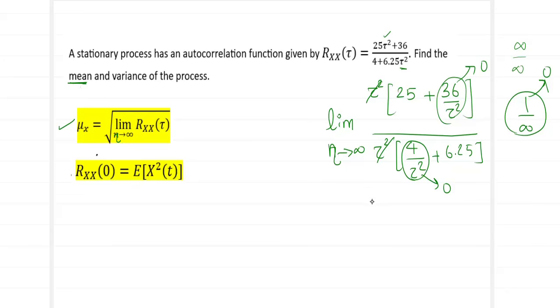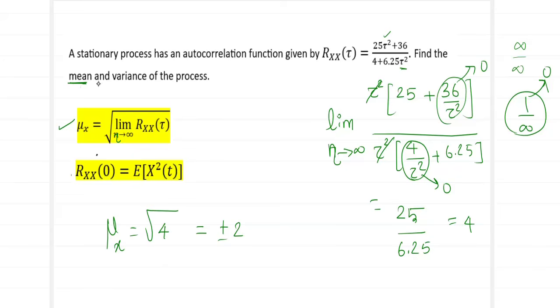So what will be left out of the process? I will be left with just 25 in my numerator, and in the denominator I will have 6.25. So what will be 25 by 6.25? I know that this is going to be equal to 4. But what is going to be mu x? Mu x is nothing but square root of limit tau tending to infinity Rxx of tau. So I have square root of 4. What will be square root of 4? It is going to be plus or minus 2.